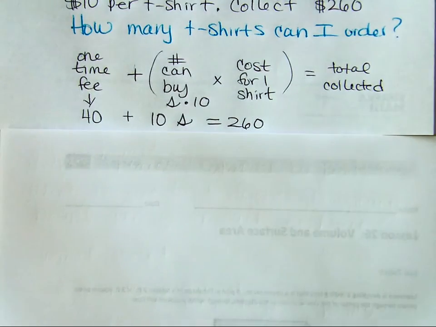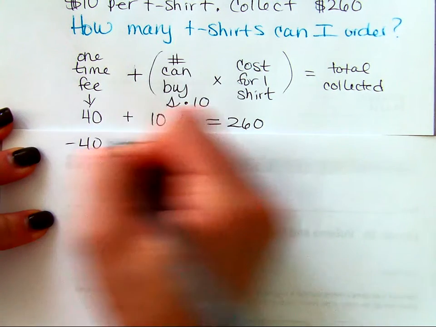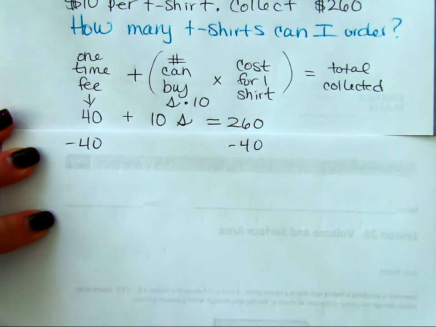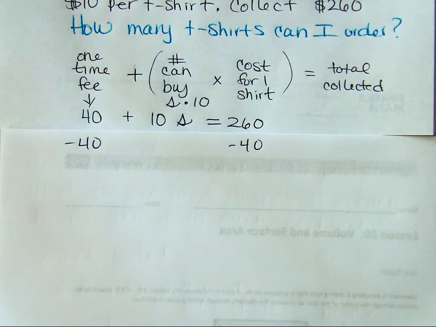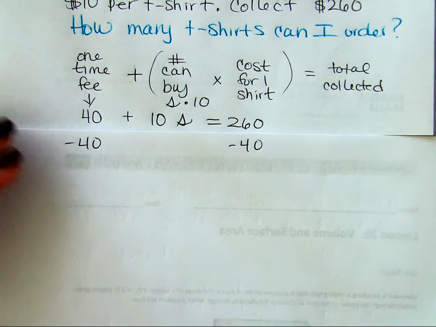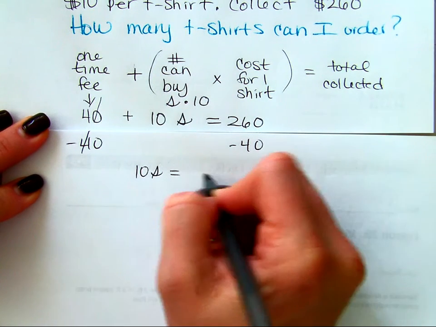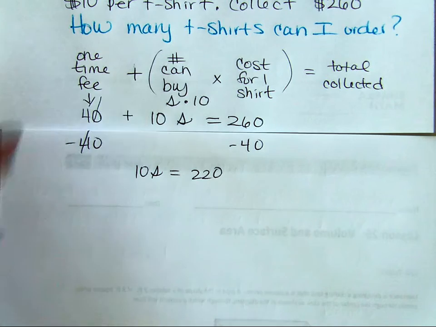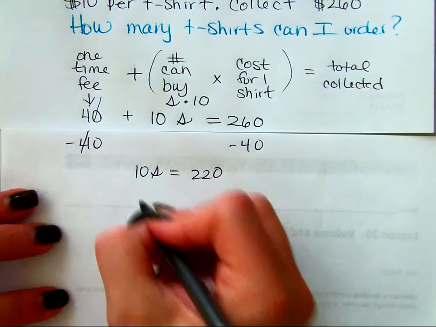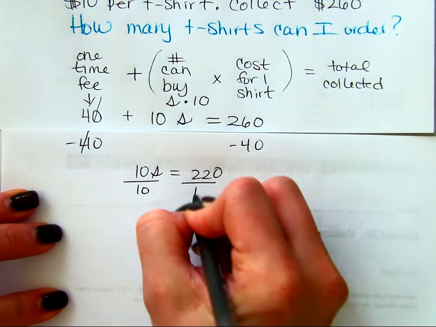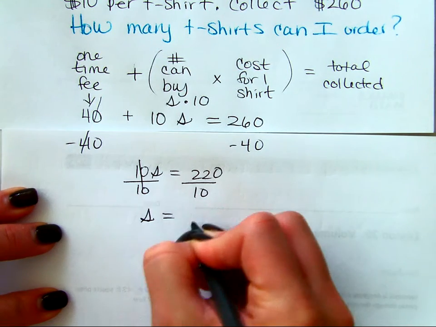So does that verbal model make sense? Okay. So there's you subtracting your 40, which is what my 7th graders told me to do. It's like they can walk through it in their mind. They haven't had enough experience yet with equations to be able to write the equation part of it. So that's going to leave me with 10S equals 220. And then, just like they told me, divide by 10. And S is equal to 22.